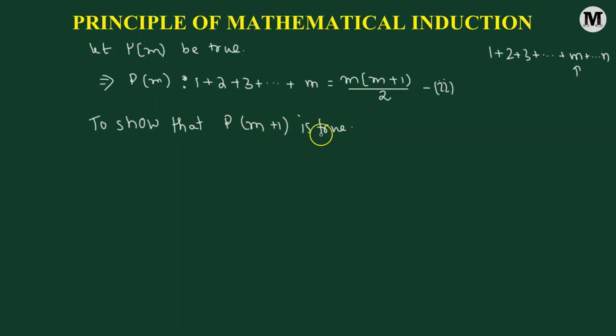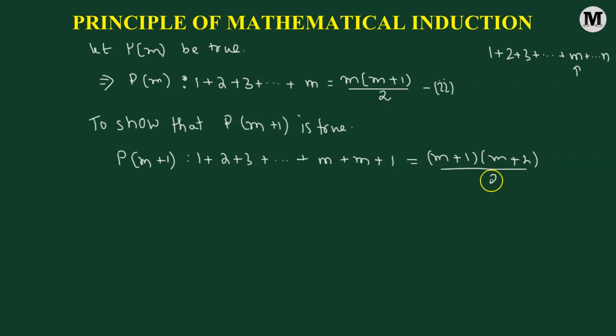That means we want to show that P(m plus 1) is true as well. Now how do we show that P(m plus 1) is true? Replace m with m plus 1 such that we get P(m plus 1): 1 plus 2 plus 3 going all the way up to m, and then we also have the extra term which is m plus 1, and we have to show that this is equal to (m plus 1) multiplied by (m plus 1 plus 1), which makes it (m plus 2), divided by 2. So this is what we want to show. Now how do we show that this is true?